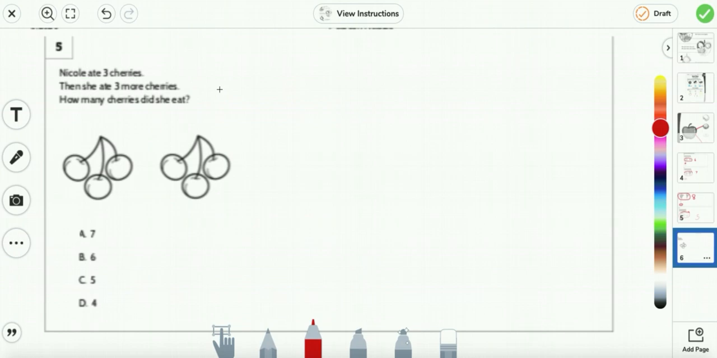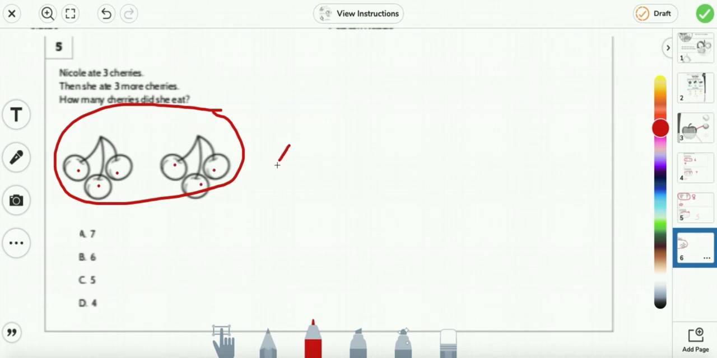Next page. Nicole ate 3 cherries. Then she ate 3 more cherries. How many cherries did she eat? So we're going to join them together. Let's count. 1, 2, 3, 4, 5, 6. 6 cherries. And go ahead and circle your answer.